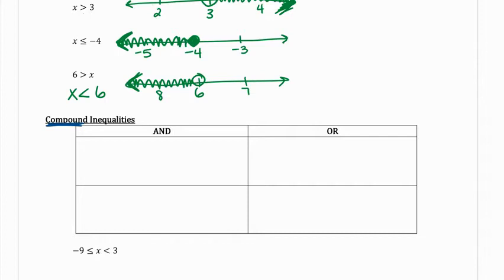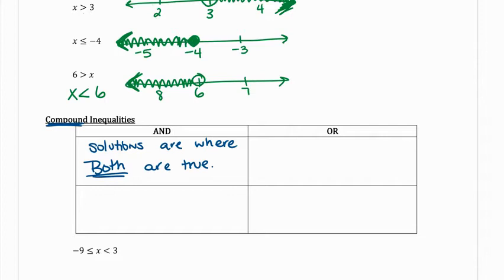Okay, so there's 2 main types of compound inequalities. We've got and inequalities and we have or inequalities. And to know the difference between them, we'll write it out in words and we'll do some examples. An and inequality means that I want something to be true and something else to be true. So let's say that the solutions are where both inequalities are true.